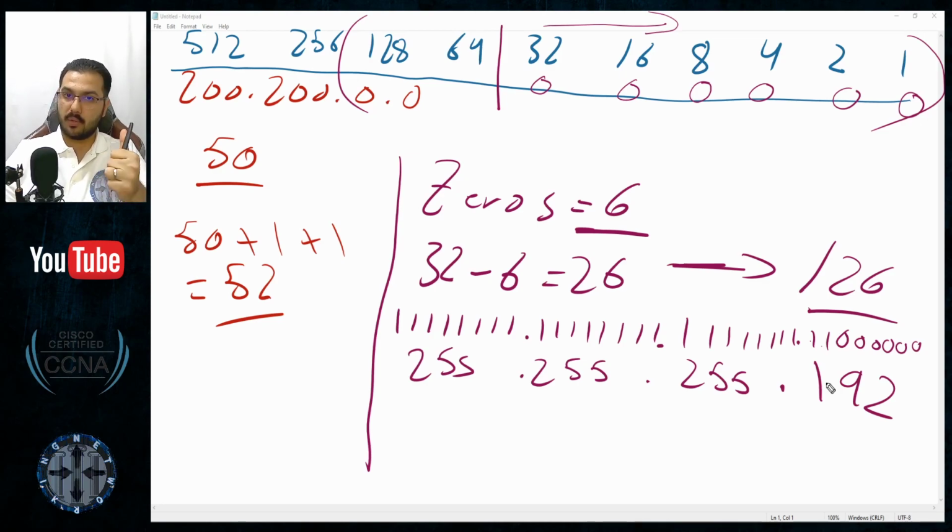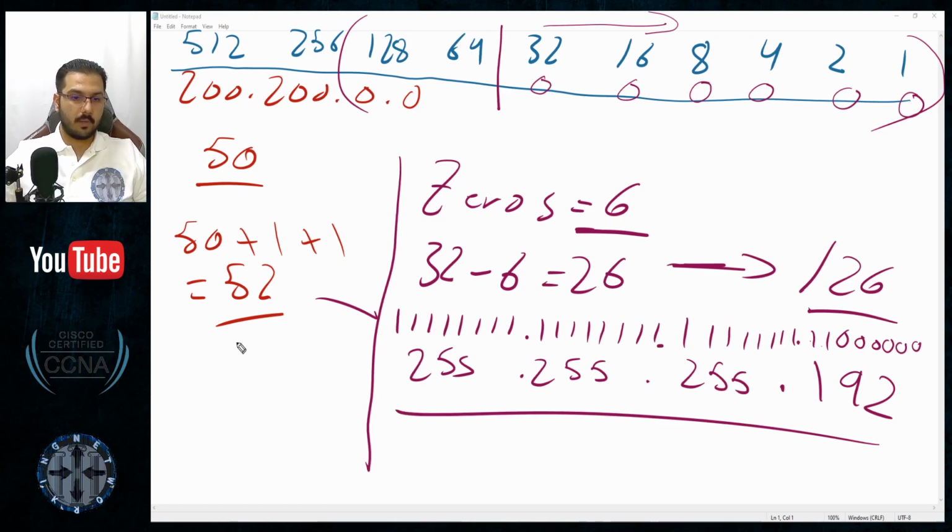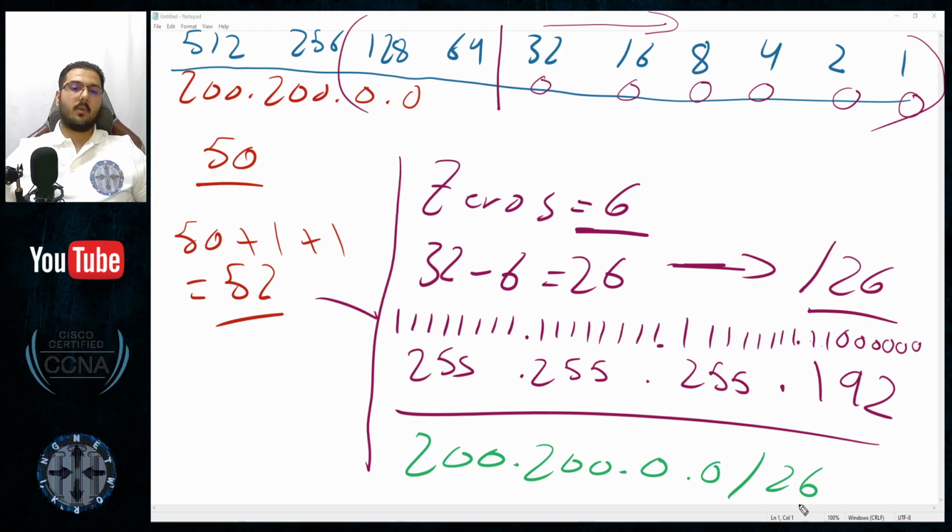I have taught you how to convert from binary to decimal and vice versa. Now that you know that the network 200.200.0.0 is /26, I would need you to pause the video, grab another paper, and apply the skills that you gained by obtaining the network ID, broadcast ID, and range of valid IP addresses from a network whose prefix and subnet mask you know. This is very important. So that was example number one for CIDR.